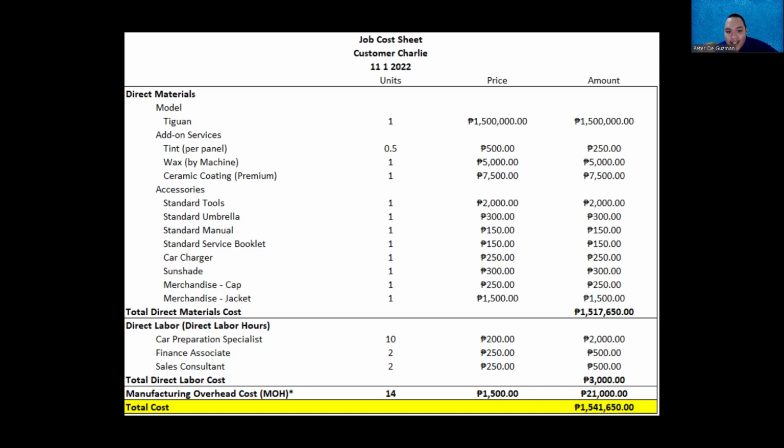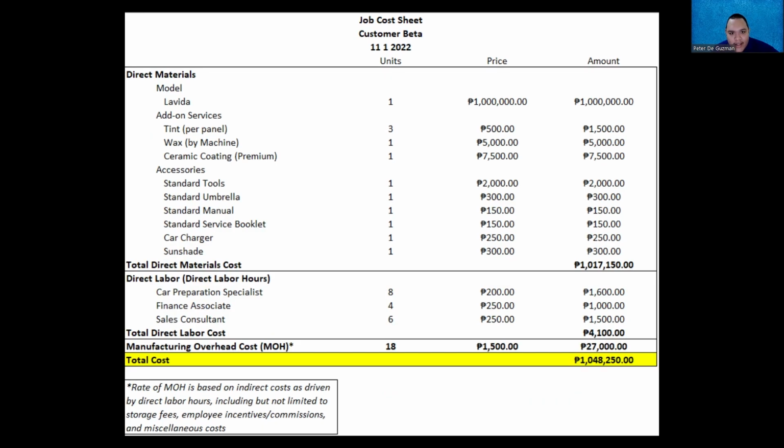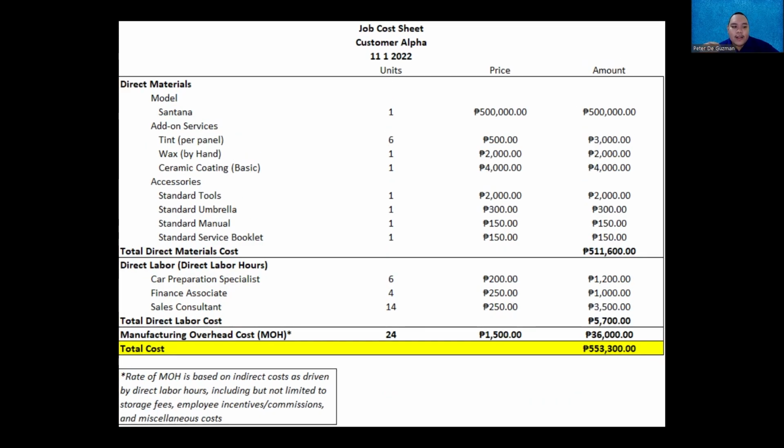This is helpful during the night because at night tint is virtually useless. I guess it could be said that tint is useless at night because it just significantly affects visibility, but that would depend on the shade of tint, of course, light, medium, heavy, or dark. So since we have 0.5, we have half a unit and the price is 500, our ending amount is 250. Next, let's go back to customer Alpha and take a look at wax.